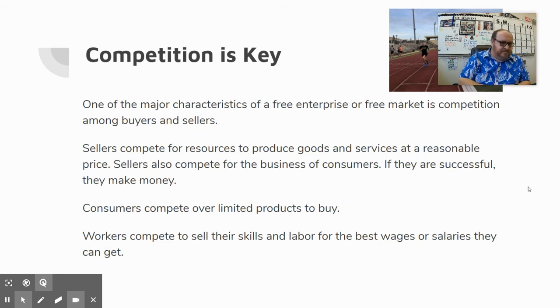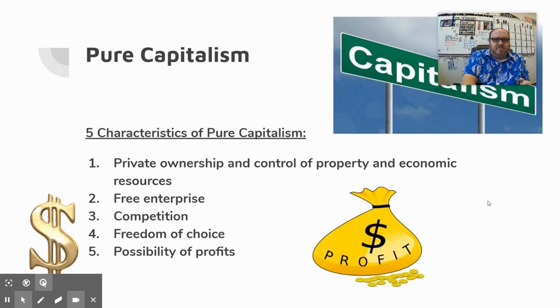And here we are. Okay, now workers also have competition. Workers compete with each other to sell their skills and labor for the best wages and salaries they can get to producers. Okay, so when you go looking for a job, you go hunting for a job, you are selling your skills, your knowledge, you're selling basically yourself and the things that you can do to an employer to get a wage that they're offering you. Okay, so think about that the next time you go out looking for a job. You're basically a salesperson. You're selling yourself.